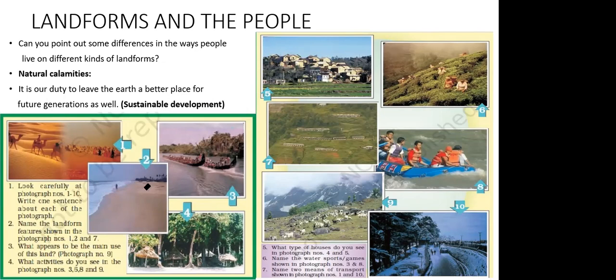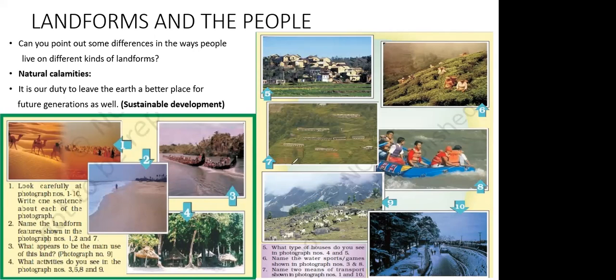And in photograph number 9, grazing of animals, cropland. Sorry, feed. It is a hill station, I guess. The picture 9 is a hill station, right? Okay.